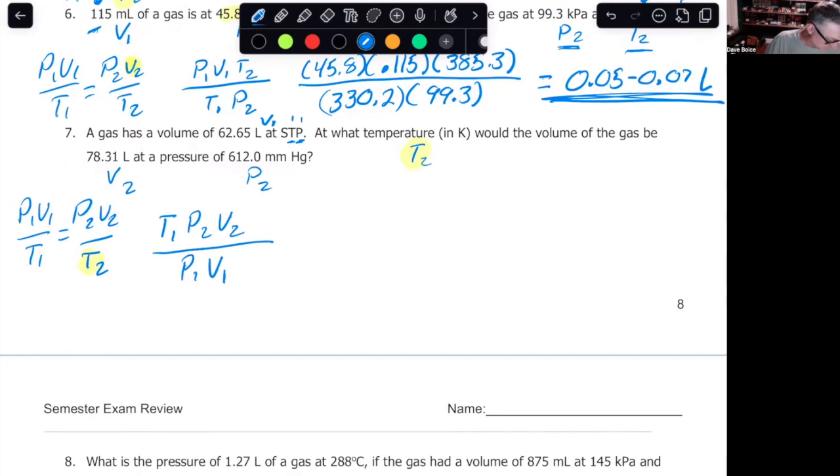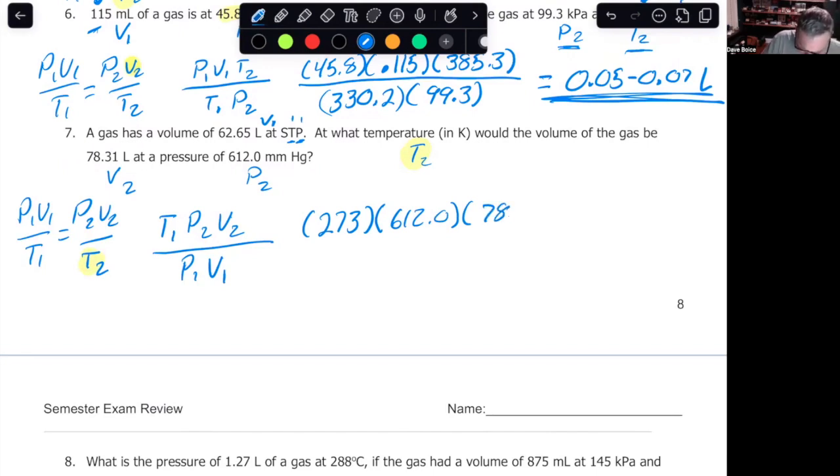Okay, so let's go ahead and put those into the calculator. So what is my T1? My T1 is STP, standard temperature and pressure, and so that is going to be 273. What is my P2? Where are you at? 612 mmHg, that's fine. 612.0. And where's my V2? There you are, 78.31. It's already in liters. Sweet. Let's just go with that.